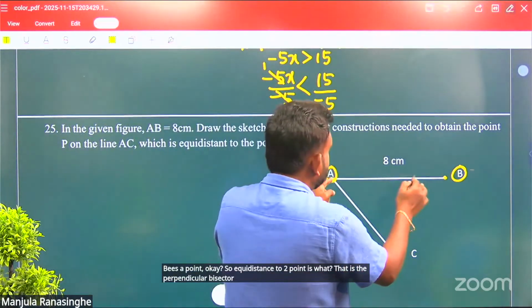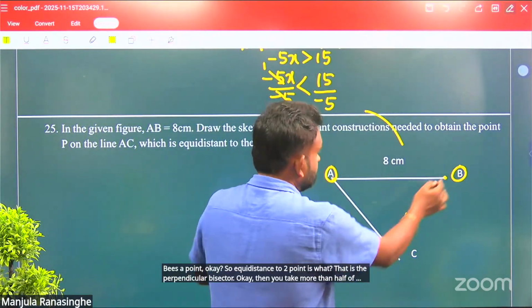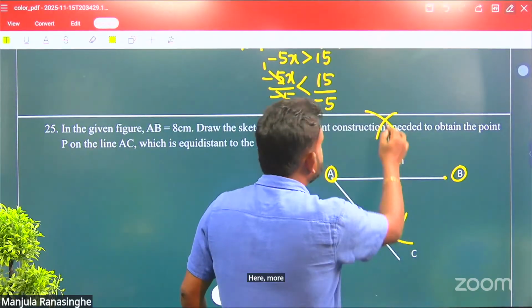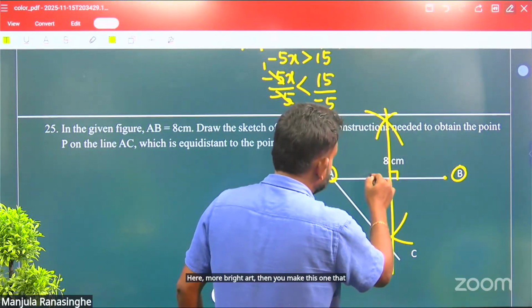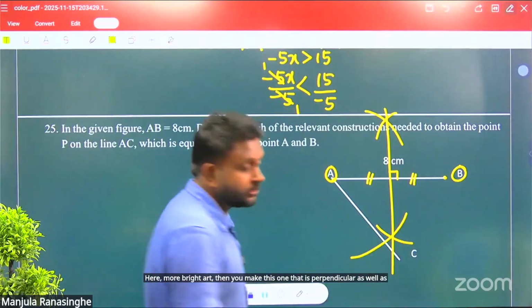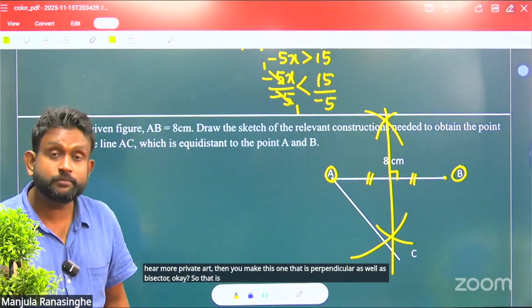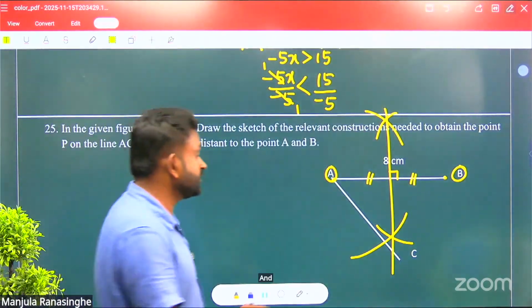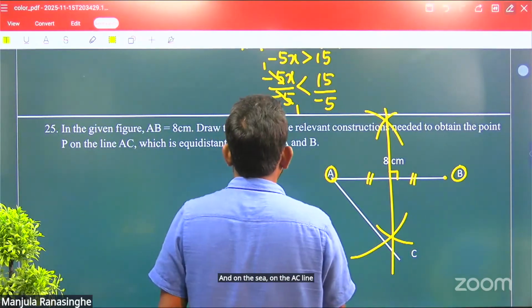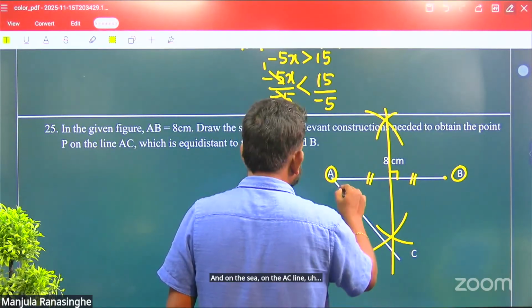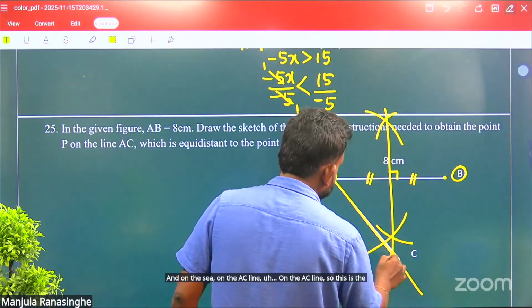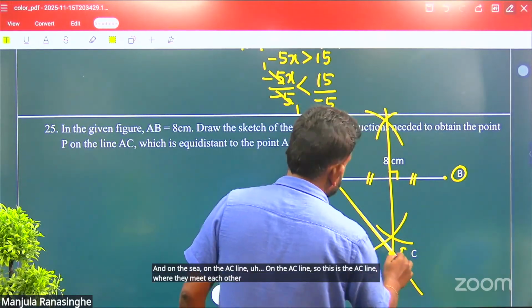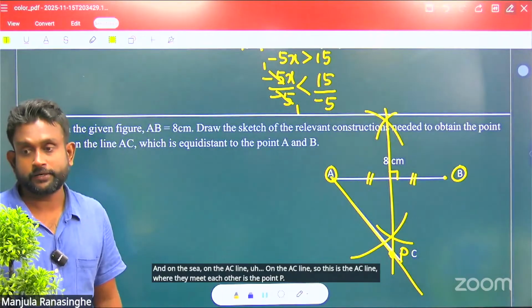Then you take more than half of the length as the arc, then you make this one perpendicular as well as bisector. So that is the equidistant to A and B. And on the AC line, where they meet each other is the point P.